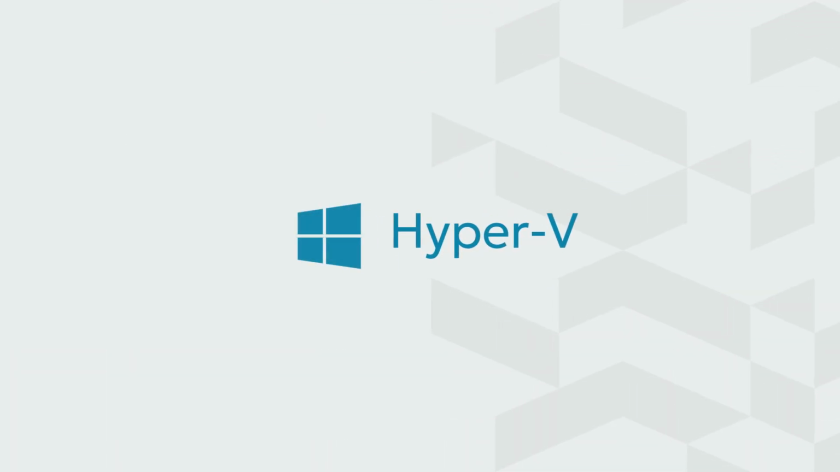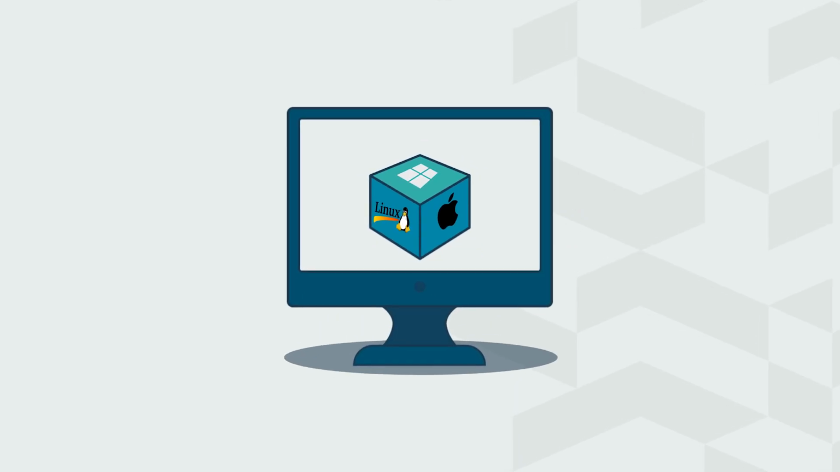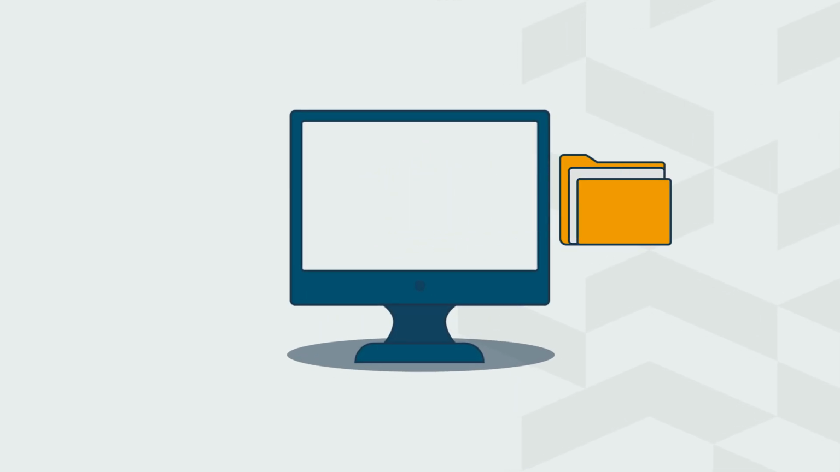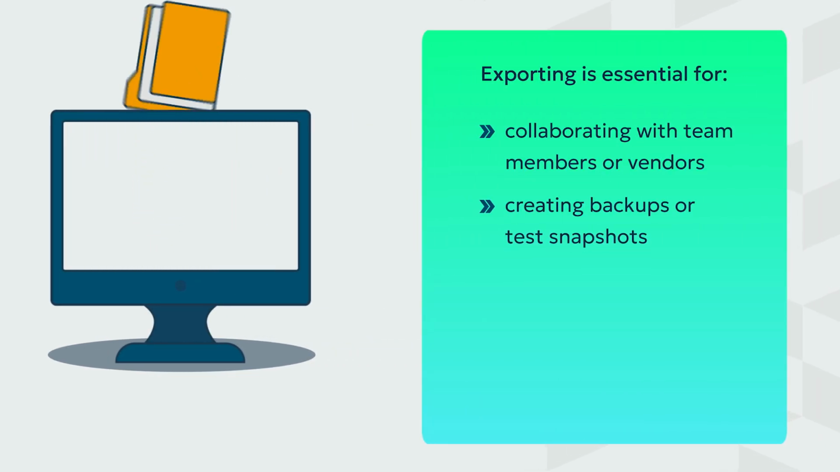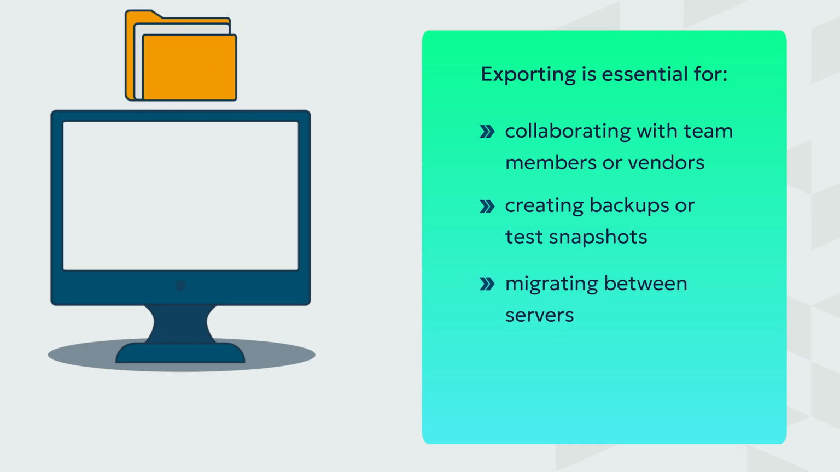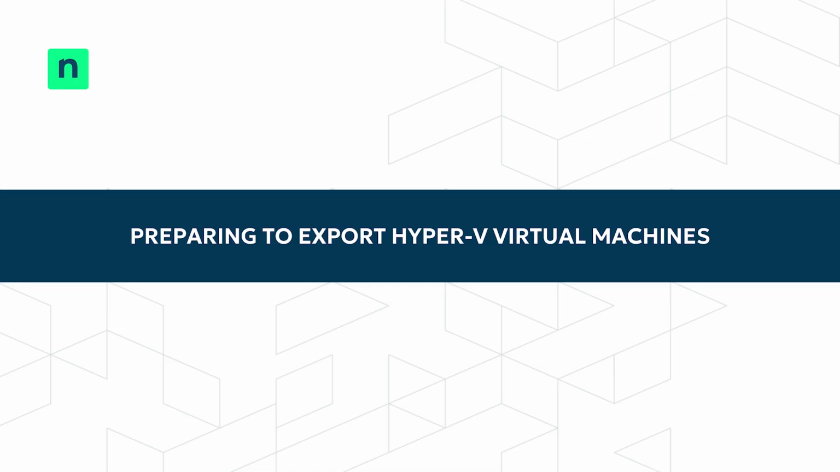What is Hyper-V? Hyper-V is Microsoft's virtualization platform that lets you run multiple operating systems on one physical machine. Exporting a VM means creating a reusable, standalone copy of it. This is essential for collaborating with team members or vendors, creating backups or test snapshots, migrating between servers, and duplicating test environments.